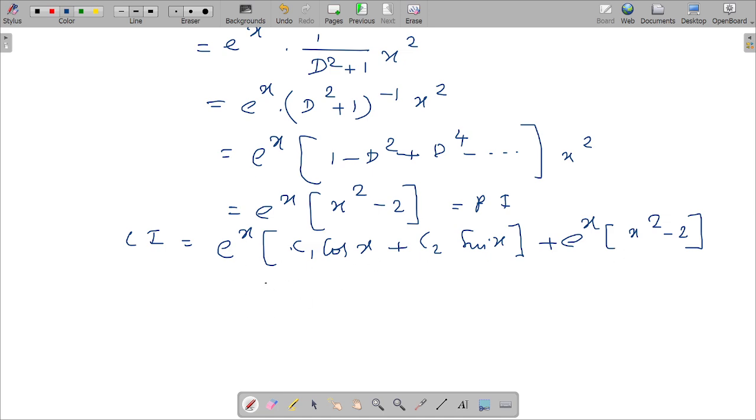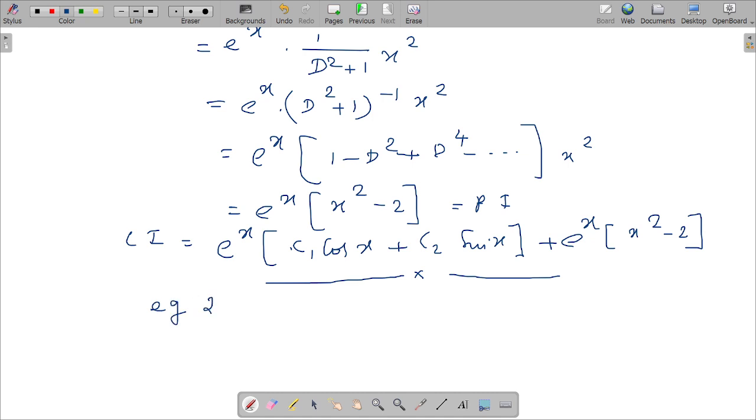Okay, fine. It is exponential into algebraic. In case it is exponential into trigonometric, how can we solve that?